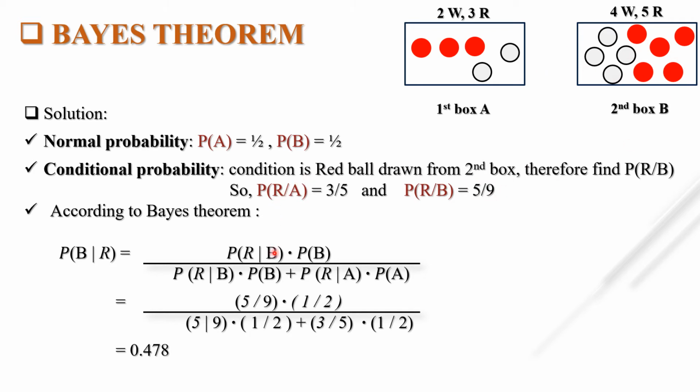So simply we have to put all these probabilities in the Bayesian theorem. So putting R by B is 5 by 9 into 1 by 2, over 5 by 9 into 1 by 2 plus 3 by 5 into 1 by 2, what do we get? The probability that the red ball is drawn from the second box is 0.478. So this is how you have to find it if any problem is asked in the examination.